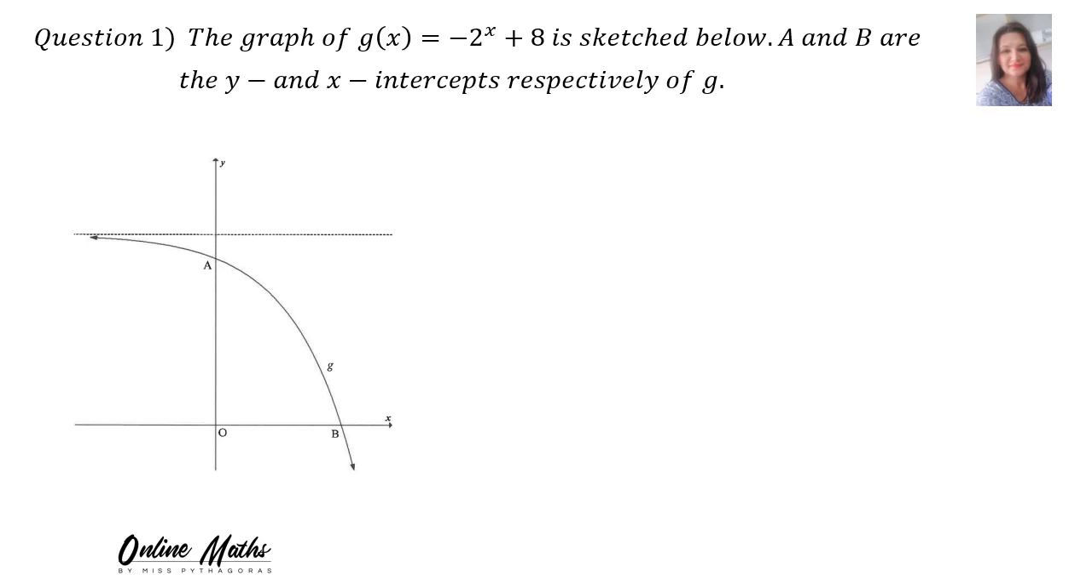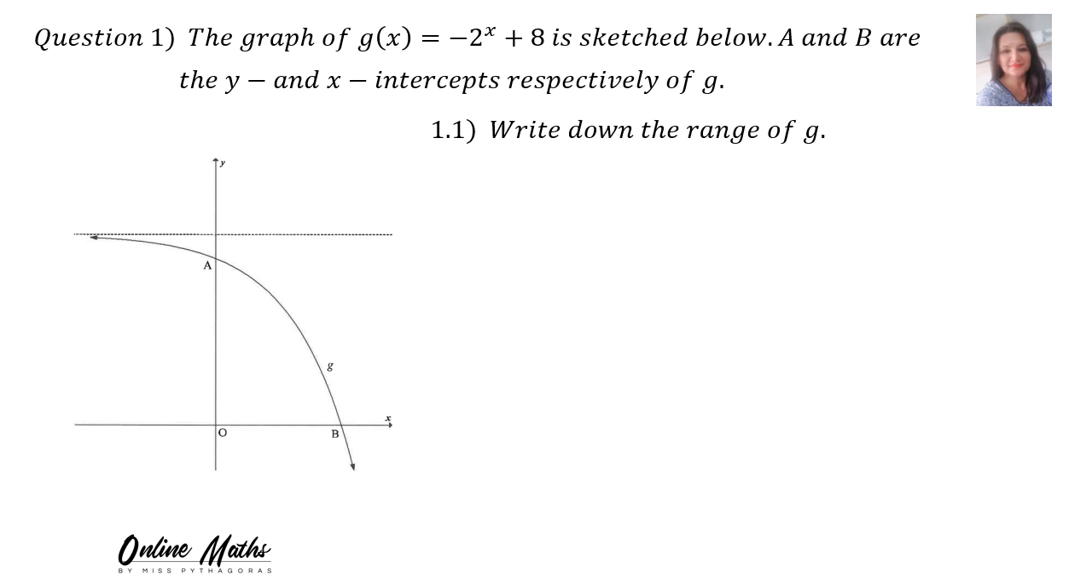Question 1. The graph of g of x is equal to negative 2 to the x plus 8 is sketched below. A and B are the y and x intercepts respectively of g. Question 1. Write down the range of g.